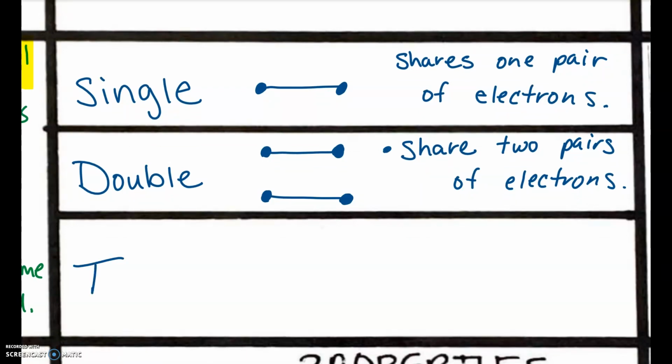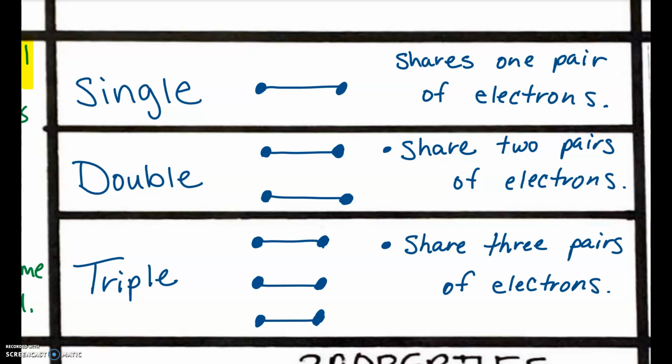The third type of bond is a triple bond, and you guessed it, in this case, the 2 atoms share 3 pairs of electrons, and we model them kind of like this, where we would draw 3 lines between the 2 atoms. So when a triple bond is formed, the 2 atoms are sharing 3 pairs of electrons.